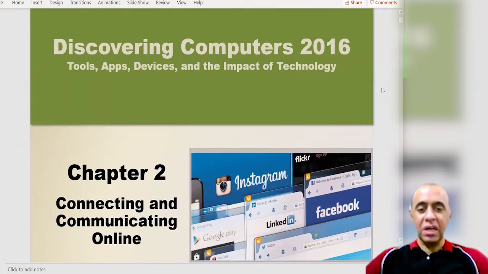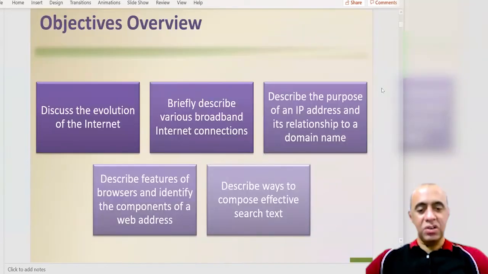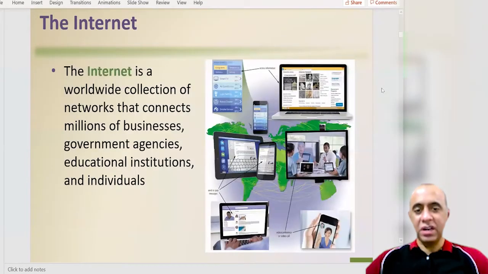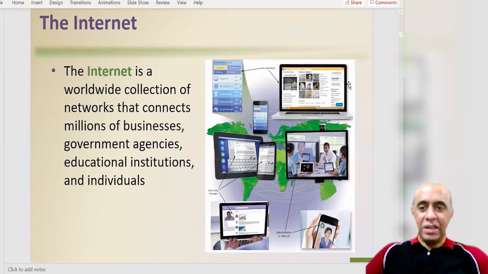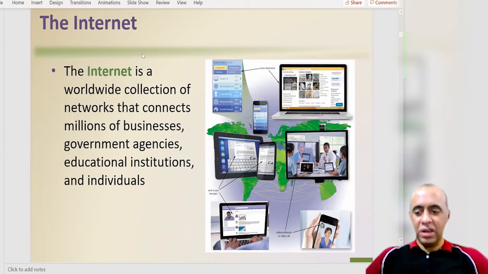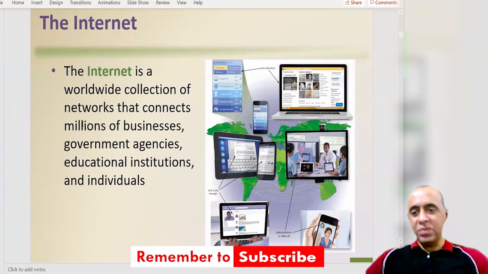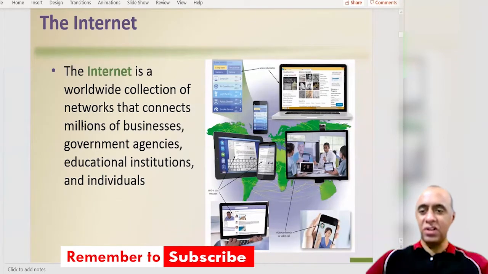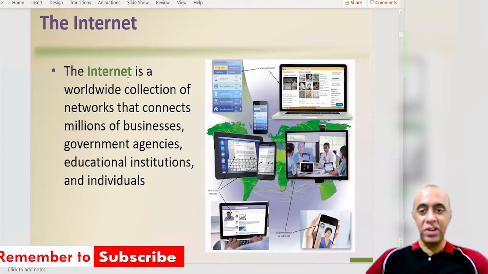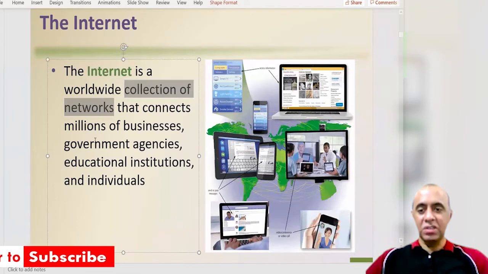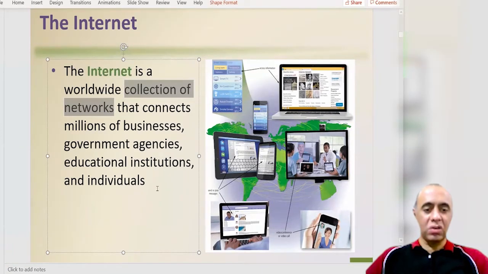But then after the invention of computer networks, it became very easy to transmit or receive data on the networks. And the internet is the best example in the modern era of a very big network. It's a worldwide collection of networks. Actually, it's not a network, it's a collection of networks that connects millions of businesses, government agencies, education institutions, and individuals all across the world.